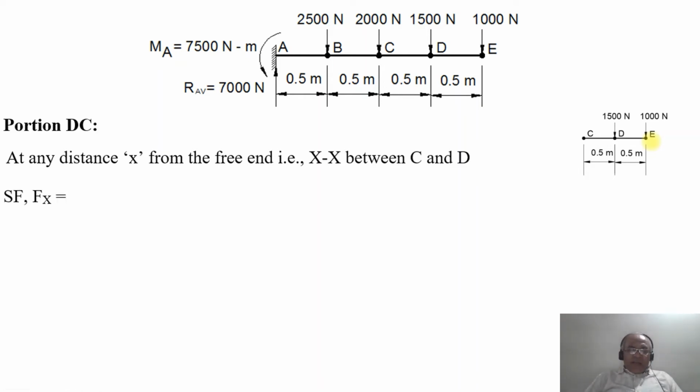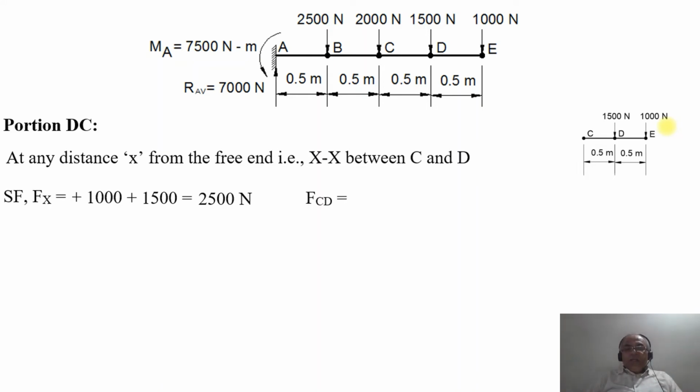Now what will be the Fx? Since you are considering the section between C and D, acting to the right in the downward direction is positive. So Fx will be plus 1000 plus 1500, which is going to be plus 2500 Newton. So now at the point D, it is FCD.